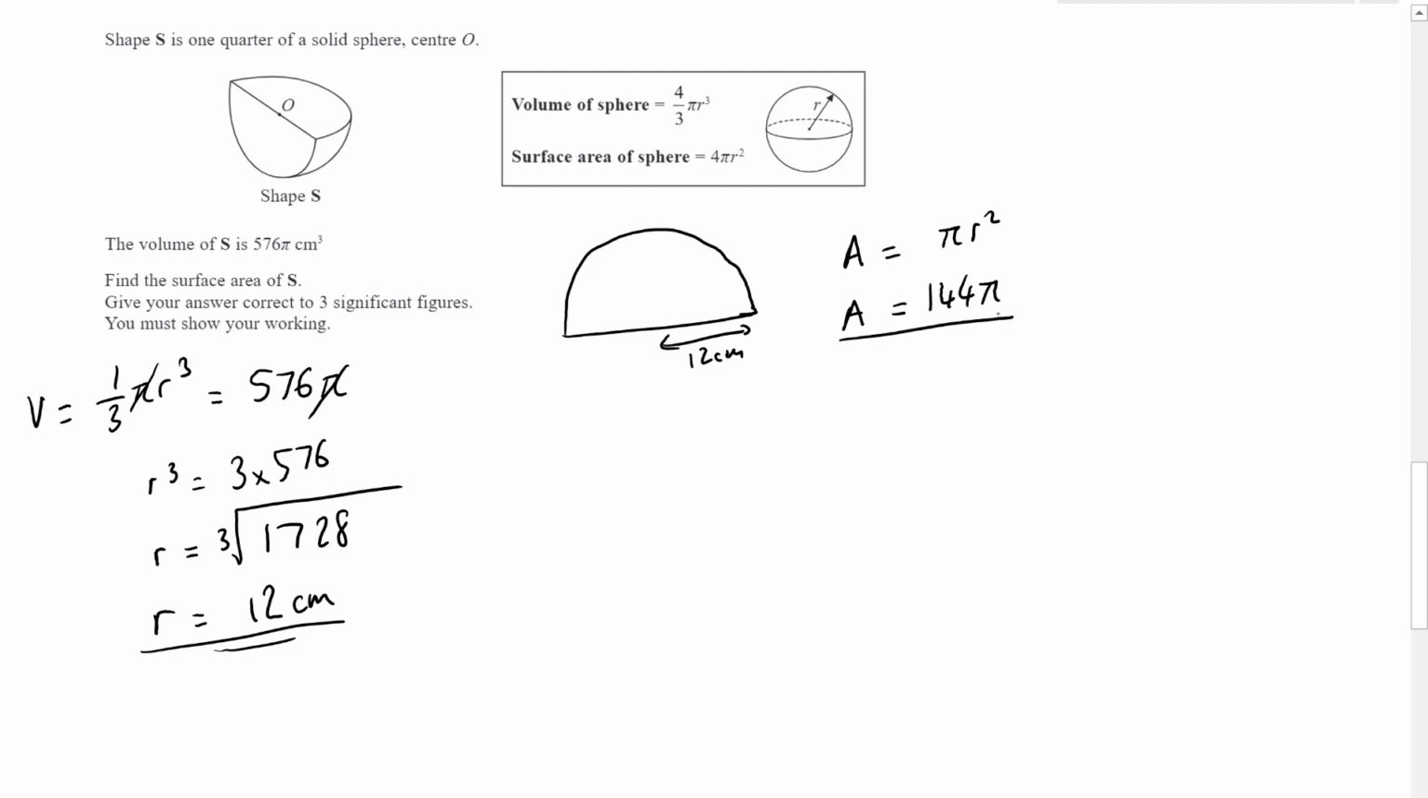So we have our first area. The second area we have to work out is this curved edge that's going to come around the back. Now we know from up here the surface area of a sphere is 4 pi r squared. So if we wanted the surface area of a sphere, it would be 4 pi r squared.